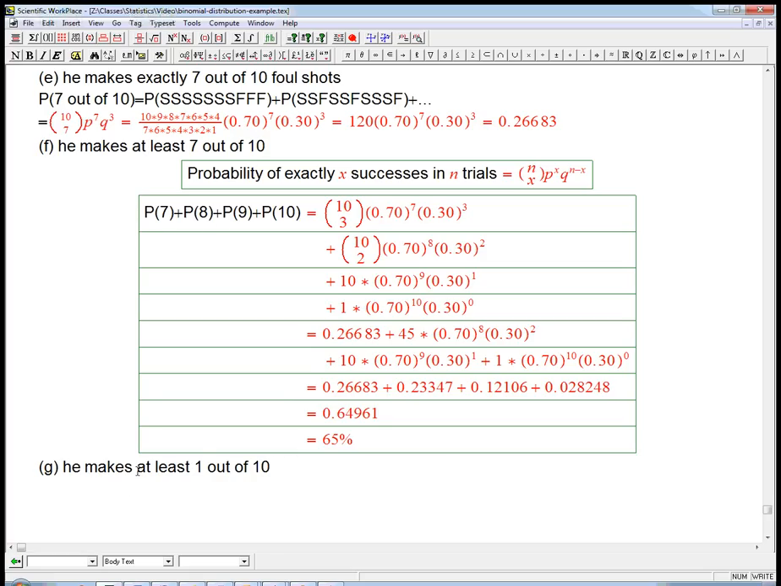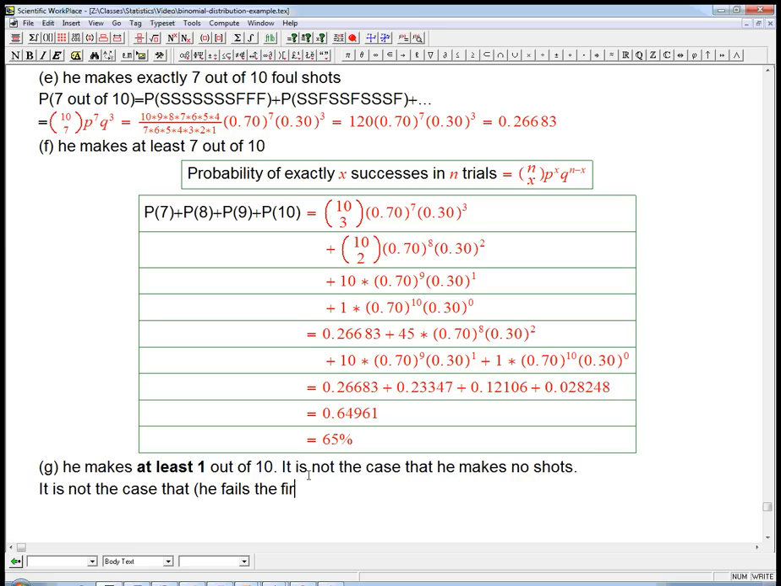But there's a much better way. Remember, at least 1, that should be a hint that we could use the complement. So another way to say this is it is not the case that he makes no shots. Or in other words, it is not the case, that's going to be a 1 minus, because it's a complement, that he fails the first and fails the second and so on, a bunch of fails.